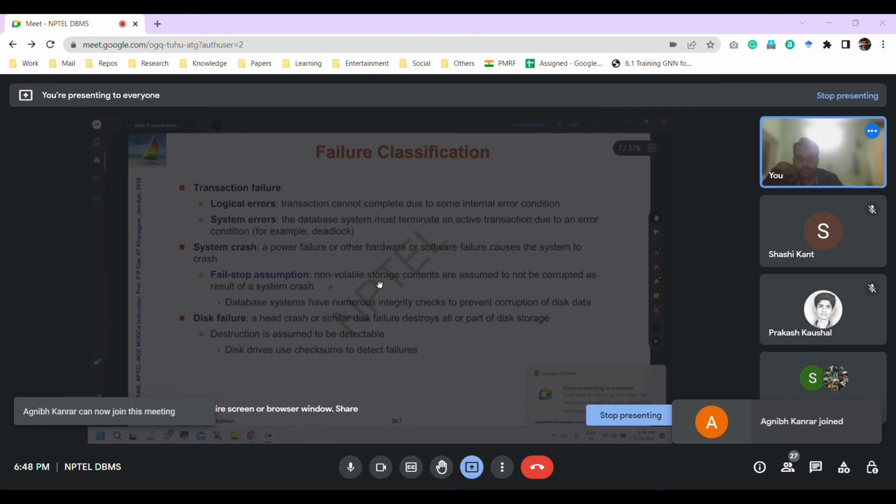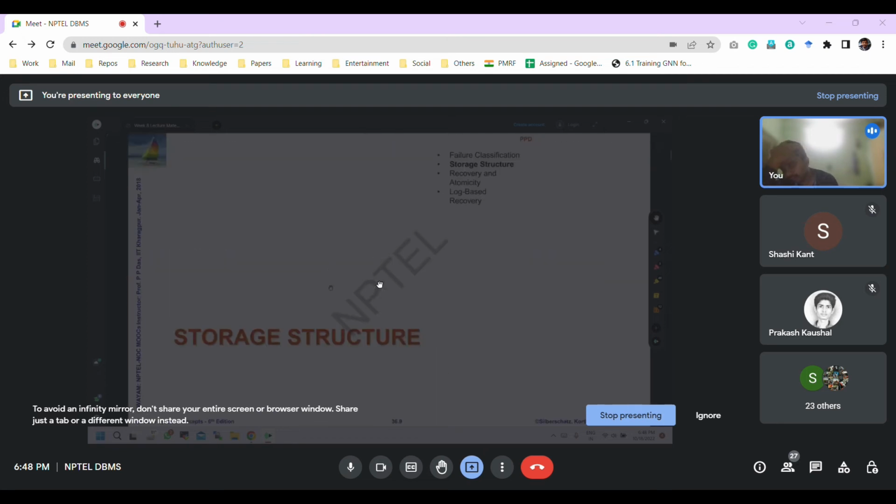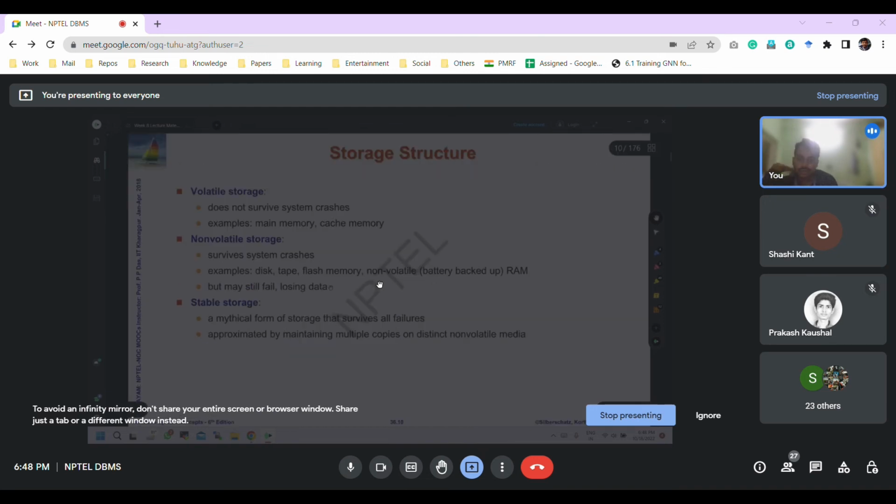Okay. Now next there is the recovery algorithm. We take the example taught in the lecture slides, that we subtract 50 from A and add to B. We have to recover from the failure. So these are the storages they have described. Volatile storage will not survive. Non-volatile storage, we consider that it may survive. It is not ideal. So we consider a mythical form of storage, that is stable storage.